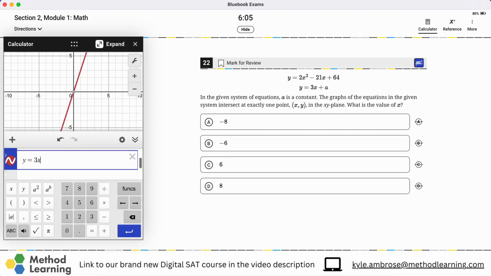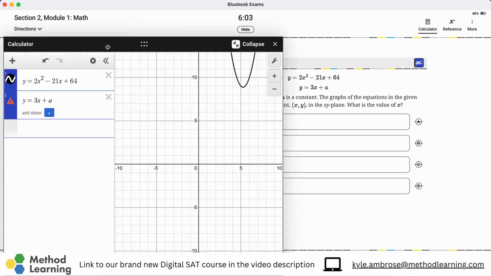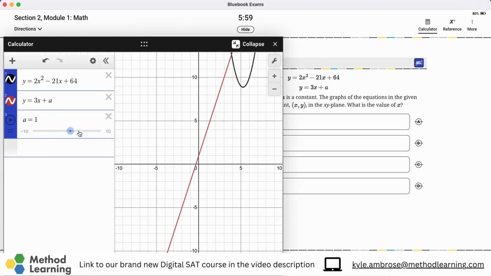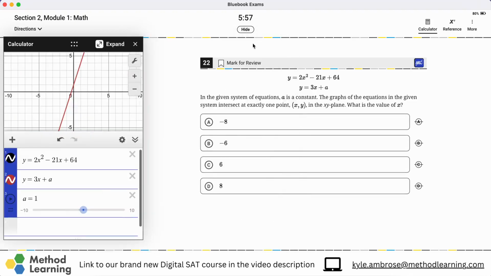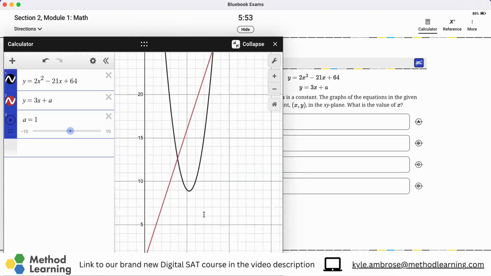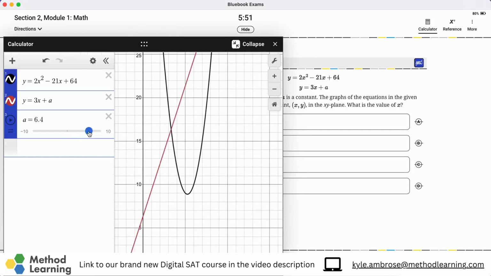y equals 3x plus a. And let me expand this so we could see it a little better. I'm going to add a slider. And remember, they said that they intersect in exactly 1 point. So let's find out how we can get them to intersect in 1 point. Let's drag the slider. And it seems like if I go smaller, that eventually the red line is going to cross, boom, like right around there in this 1 point, which is (6, 10). So a is negative 8.